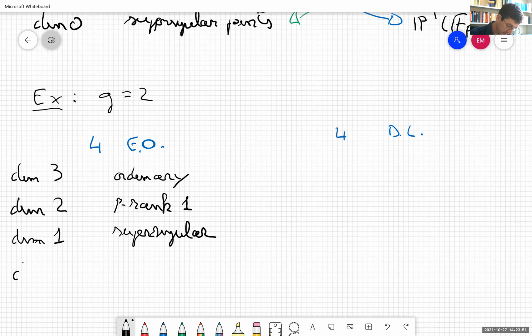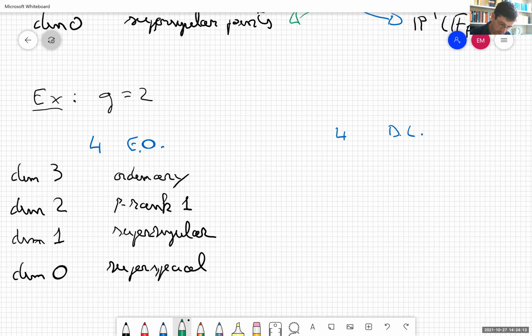And then you have a dimension 0 locus where it's super special. Super singular means that it's isogenous to the self-product of a super singular elliptic curve, and super special means that it's isomorphic to the self-product of a super singular elliptic curve. And what happens on the other side?